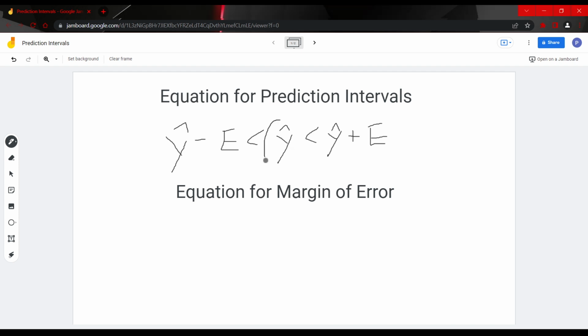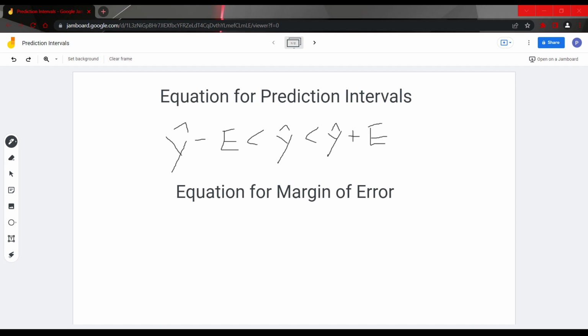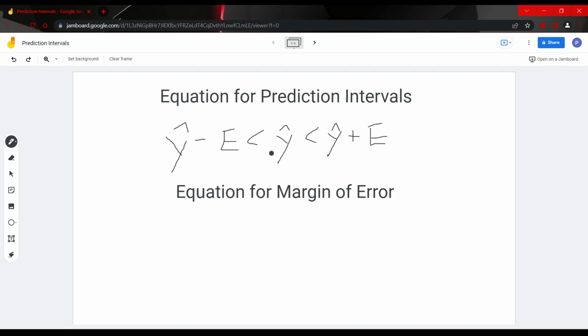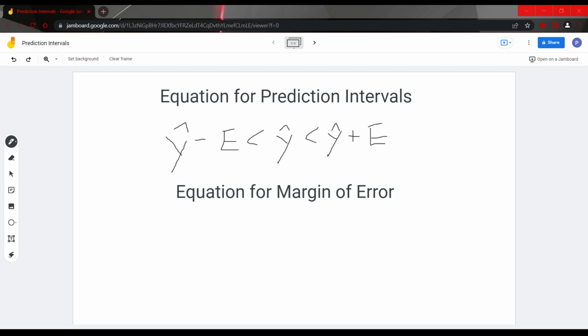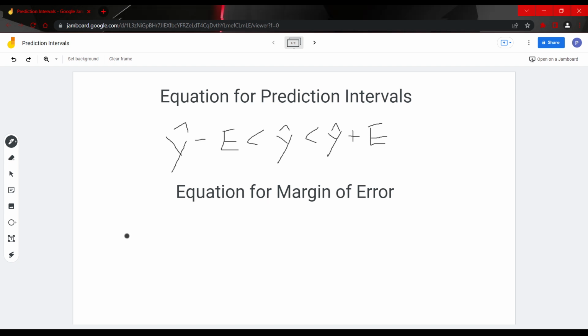Y hat, we've already learned, is our prediction, right? So, as we just mentioned, the prediction for someone who is age 30 will have a blood pressure of 131.4. So my y hat for the age of 30 is 131.4. And now we just need to figure out what E is. This will be a somewhat complicated equation, and there will be a part where you will need to do it by hand. And so let's write down the equation for the margin of error.